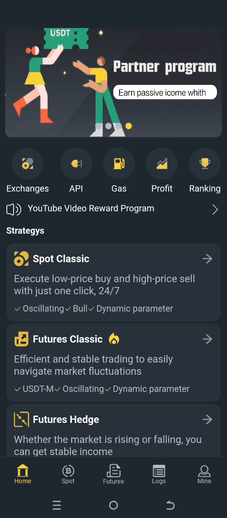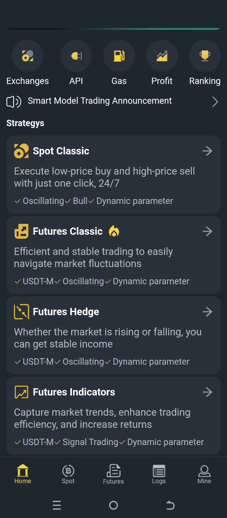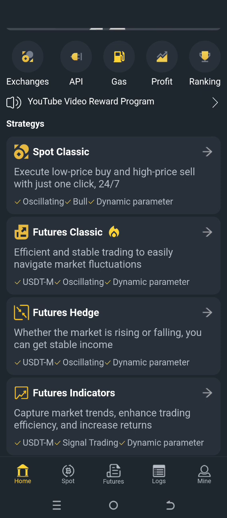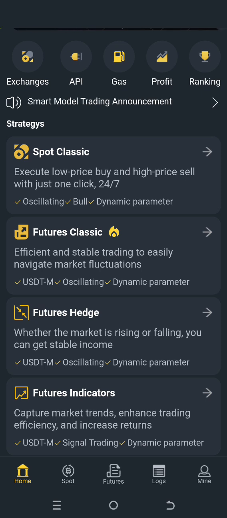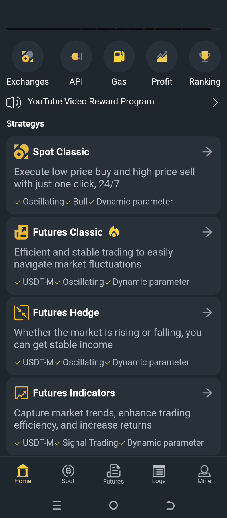Now down here we come to the strategies. Here we have 5 strategies, and the first strategy is spot classic. Here it says execute low price buy and high price sell with just one click, 24/7 operating system. So when you want to trade in spot trading, you must have money in your spot wallet in your exchange. For example, if you're using Binance, you must have money in the spot wallet. If you don't have money in the spot wallet, you're not going to manage to trade. You first have to transfer it from maybe the futures wallet to the spot wallet.